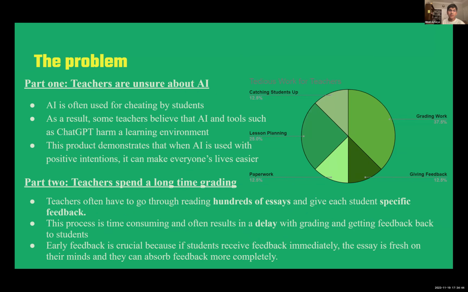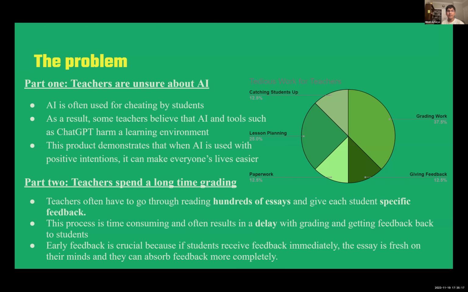Before we started building this product, there were two key initial problems. First of all, teachers are unsure about AI. This is a commonly generalized issue, as AI such as ChatGPT can easily be used for things like cheating, which is unfair and unethical. However, we believe our product demonstrates that with positive intentions, AI can be used to make everyone's lives easier.